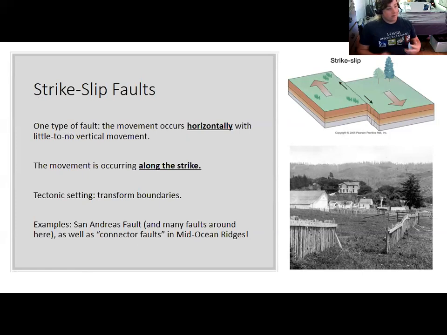Strike-slip faults can be found at different tectonic settings, but they're found along transform boundaries. They're found at the San Andreas fault and the surrounding faults, as well as in the connector segments that we have in mid-ocean ridges. And they will often cause distortion like this, where it just looks like somebody took part of the fence and just shoved it over to the right a little bit.